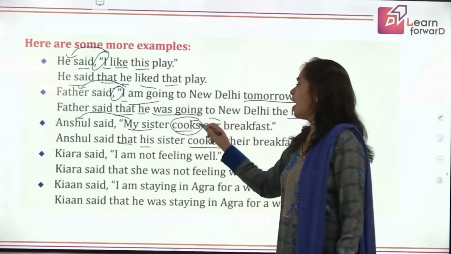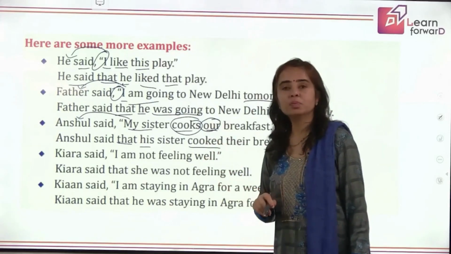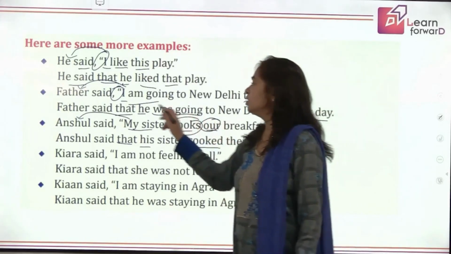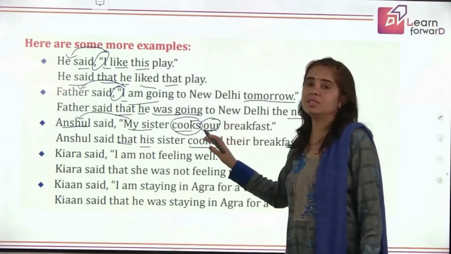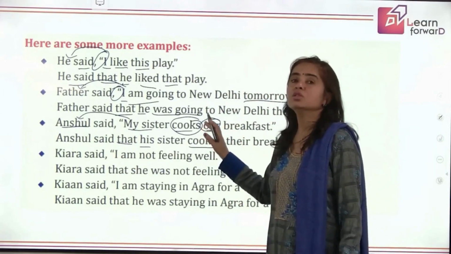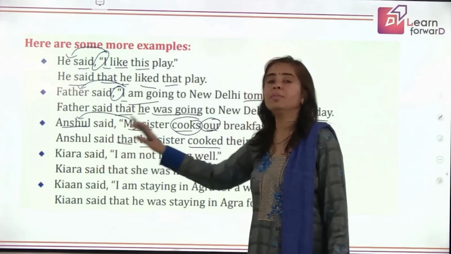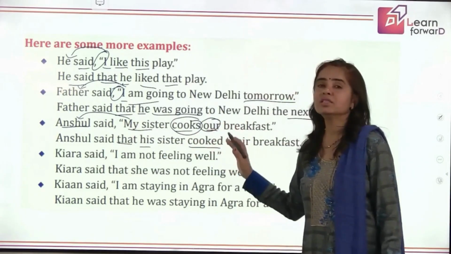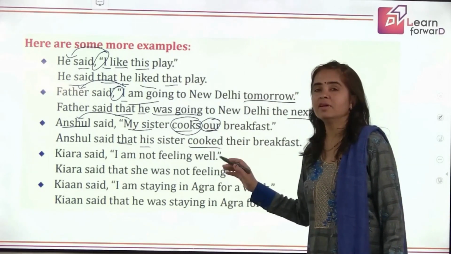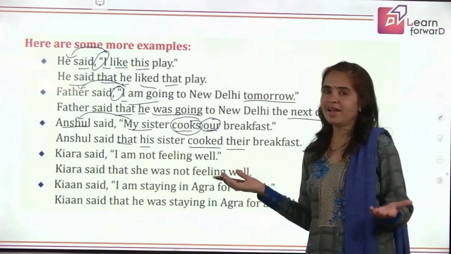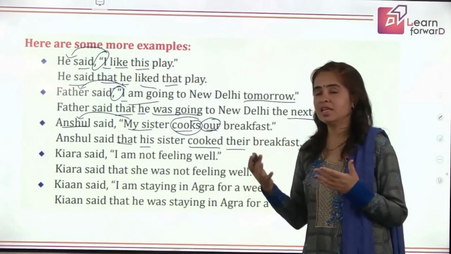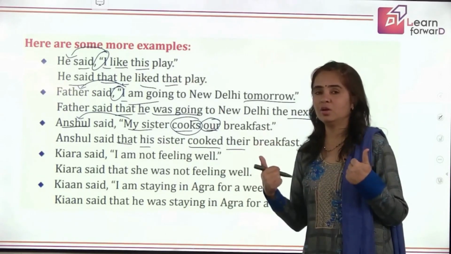Cooked. Our is again first person possessive. So it will change according to the subject again. But the number will remain same because it is plural. So it will change to third person, but it will remain plural. What is third person plural possessive? Their. So their breakfast. Fine. Is it easy when you just say the rule also? Are you sure you'll do it that way?